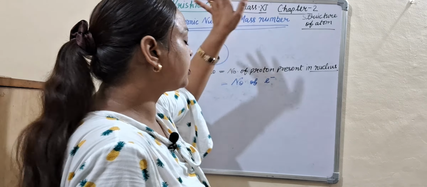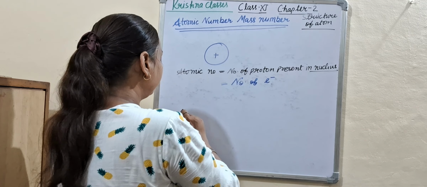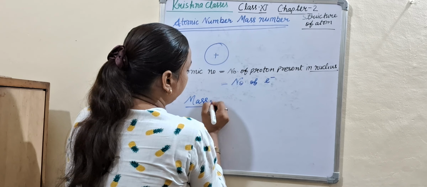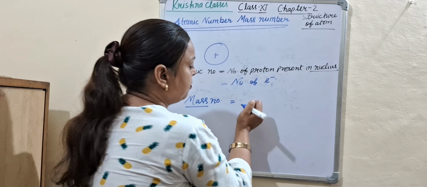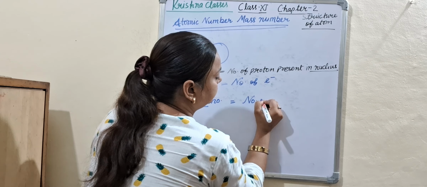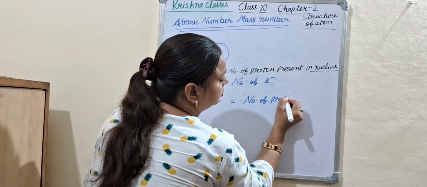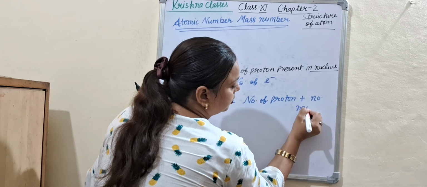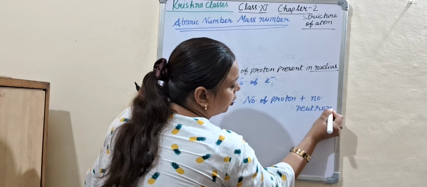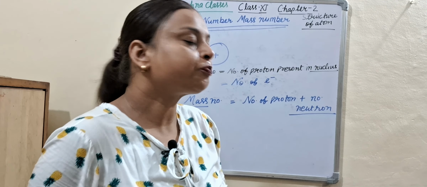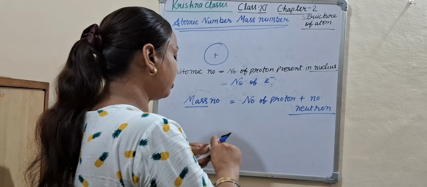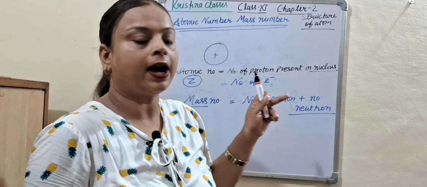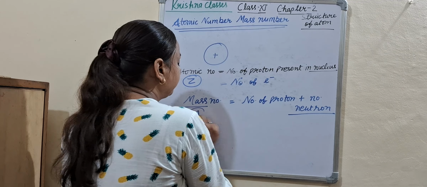And what is the mass number? Mass number is equal to the number of protons plus the number of neutrons. Neutron is also present in the nucleus. So atomic number is represented by capital Z, and mass number is represented by capital A.